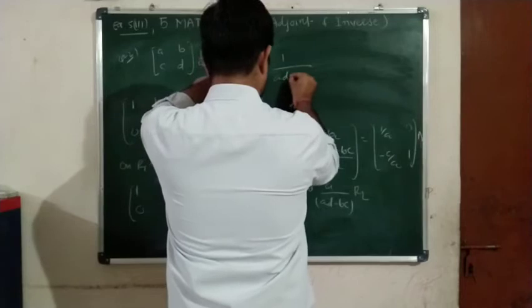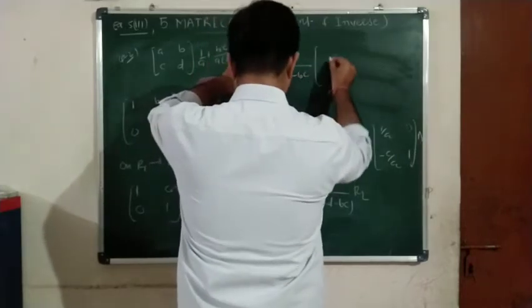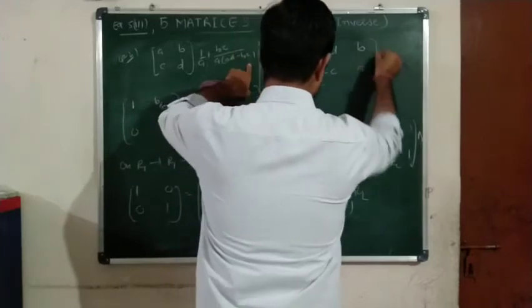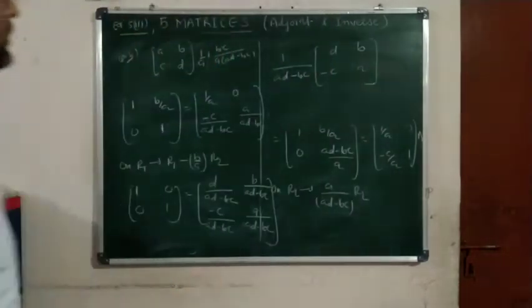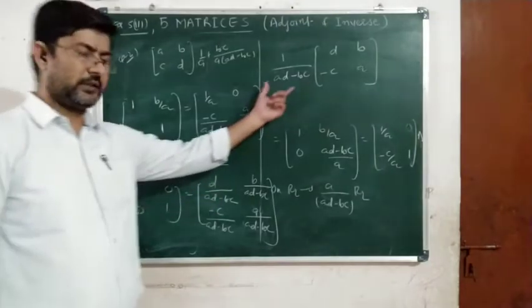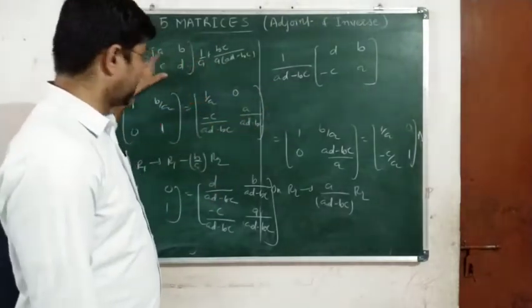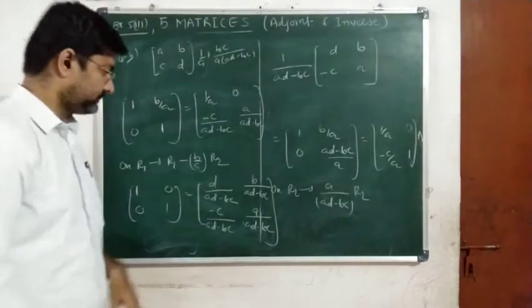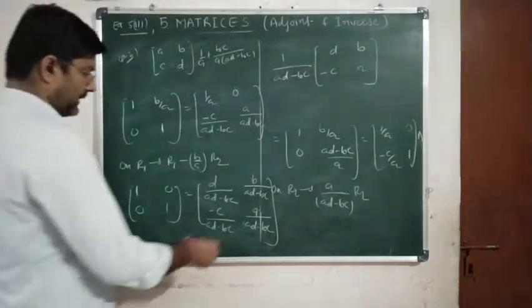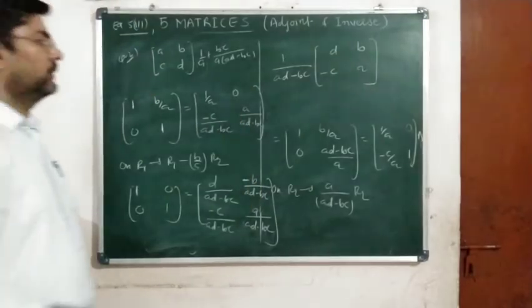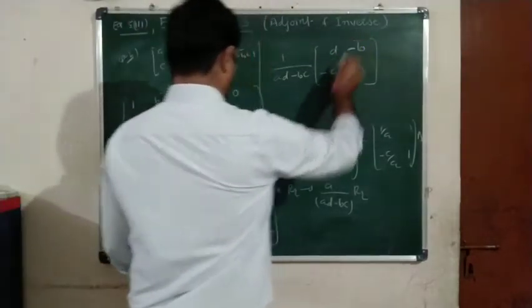1 upon AD minus BC is common. DB minus CA. Obviously it is understood this is the determinant only, and the inverse of a 2 by 2 adjoint we know is taken by just interchanging. Yes or no? And over here a minus sign will also come because we are subtracting from 0. Clear?